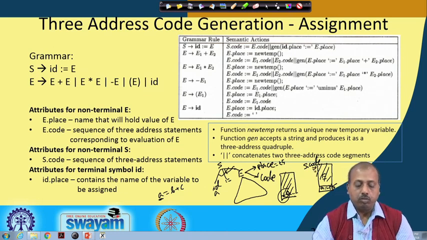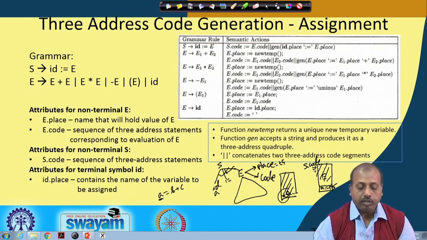This is our S dot code, the sequence of 3 address statements that will be required for this statement to be executed. Then the attribute for the terminal symbol id: id dot place contains the name of the variable to be assigned.